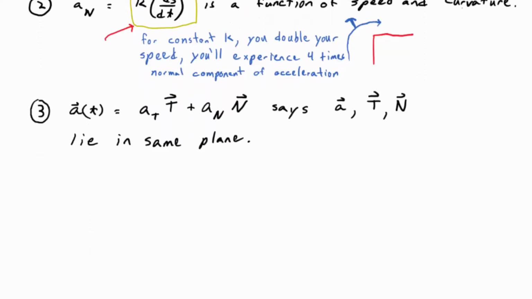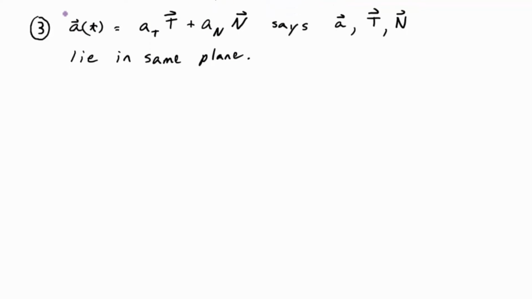Another thing that A of t equaling a linear combination of t and n tells us, the fact that A of t equals A sub t, t plus A sub n, n, tells us that A, t, and n lie in the same plane. Whether R of t graphs to be a curve in space or in the plane, the acceleration vector will lie in the same plane as t and n. How do I know that? Based on just this formula.